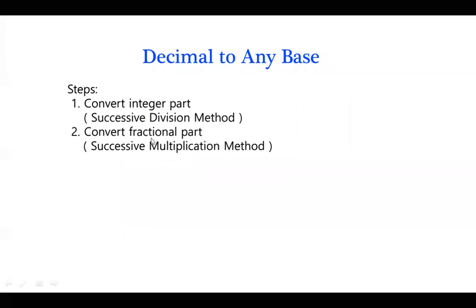Now how will we convert decimal to any base? To convert a decimal number to any base, we have to follow two parameters, or two steps. The first step is the integer. To convert the integer number, you're going to use the successive division method. To convert the fractional part, you're going to use the successive multiplication method.